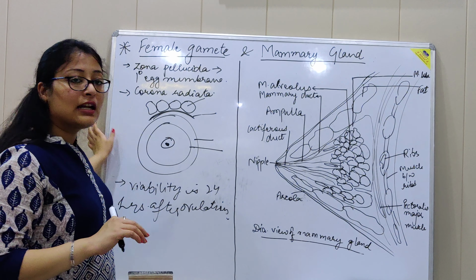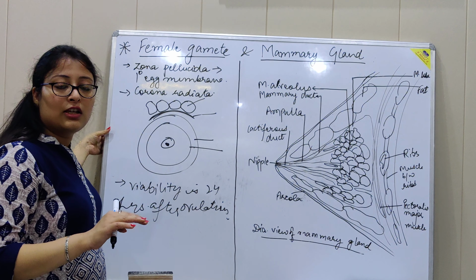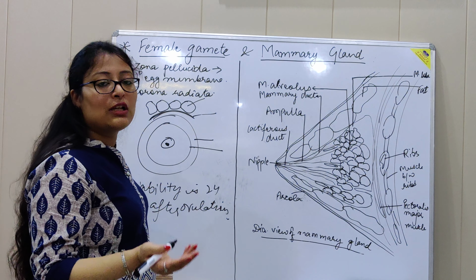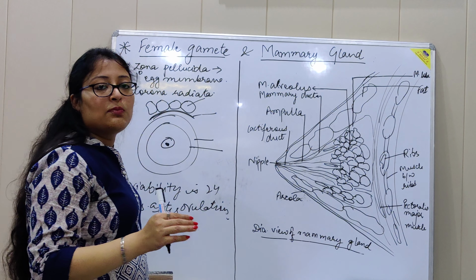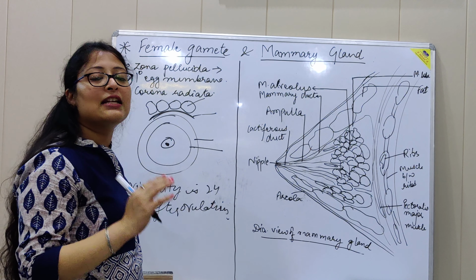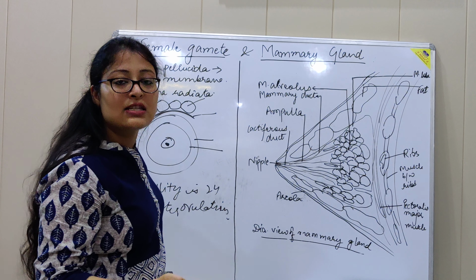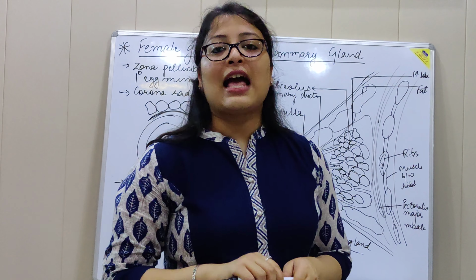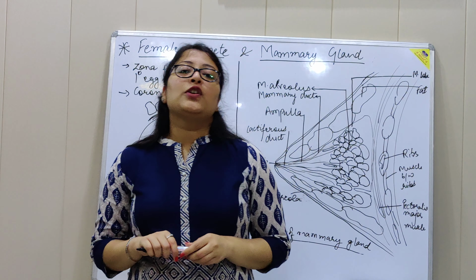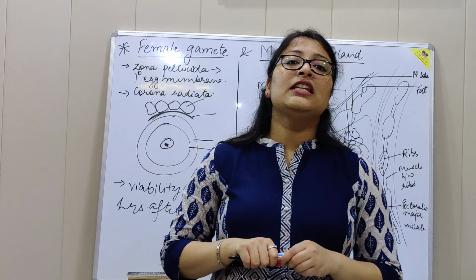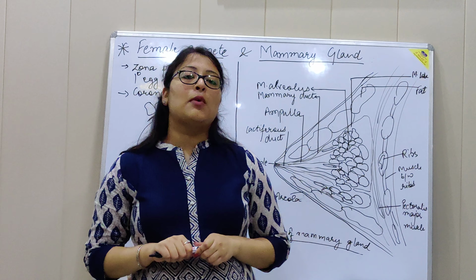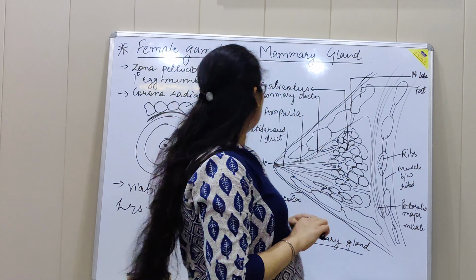And further, there are two types of poles, because a human female egg shows polarity. There is animal pole and vegetal pole. Towards animal pole there is present nucleus. Fertilization cone formation takes place towards animal pole, and sperm entry takes place towards animal pole. And viability of human female egg is 24 hours after ovulation. So this was all about female gamete.